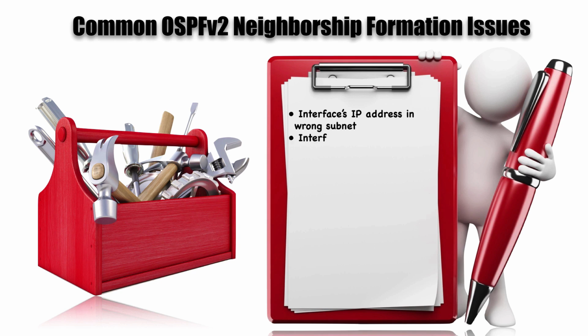Something else we need to make sure of is, obviously, that the interface is administratively up. If it's shut down, we're not going to be forming a neighborship over that interface, and we want to make sure that the interface is participating in the OSPF routing process, keeping in mind that with OSPF version 2, we could use the network statement under router OSPF configuration mode to say we want any interface whose IP address is part of this IP address space to participate in the process, but that's just one way of doing it.